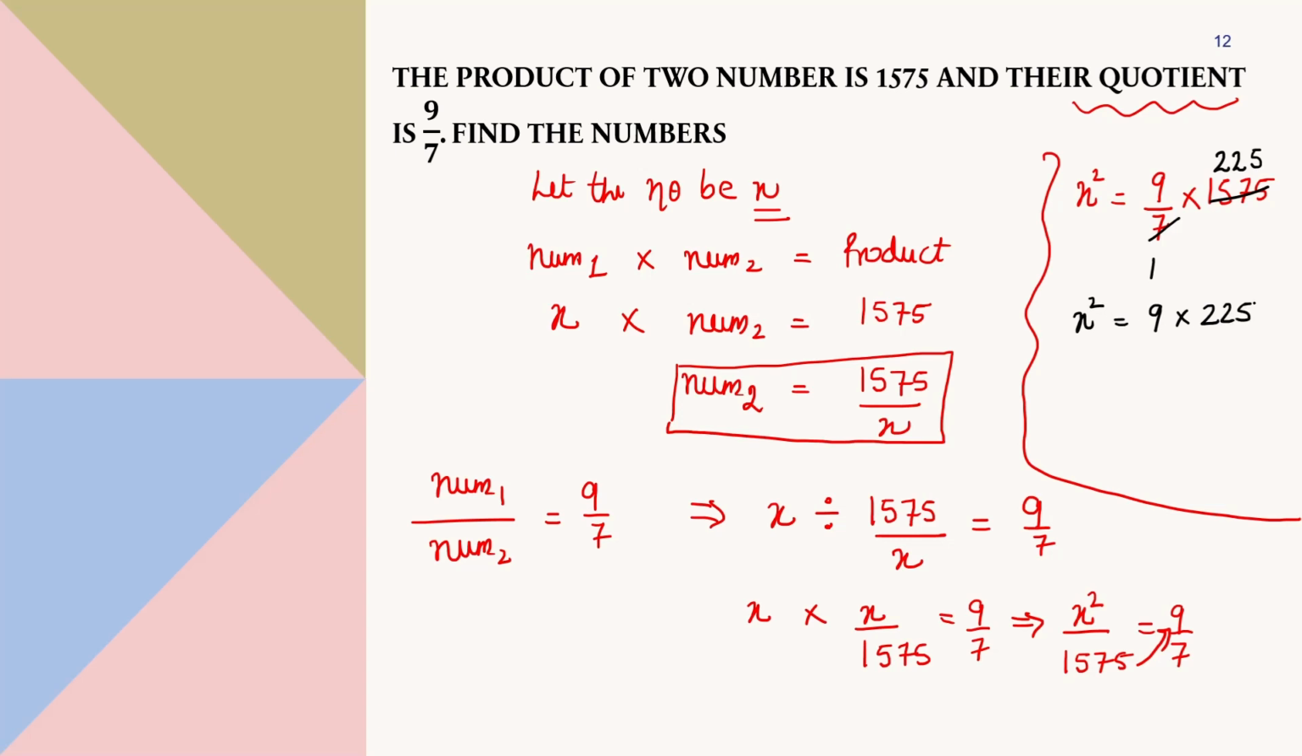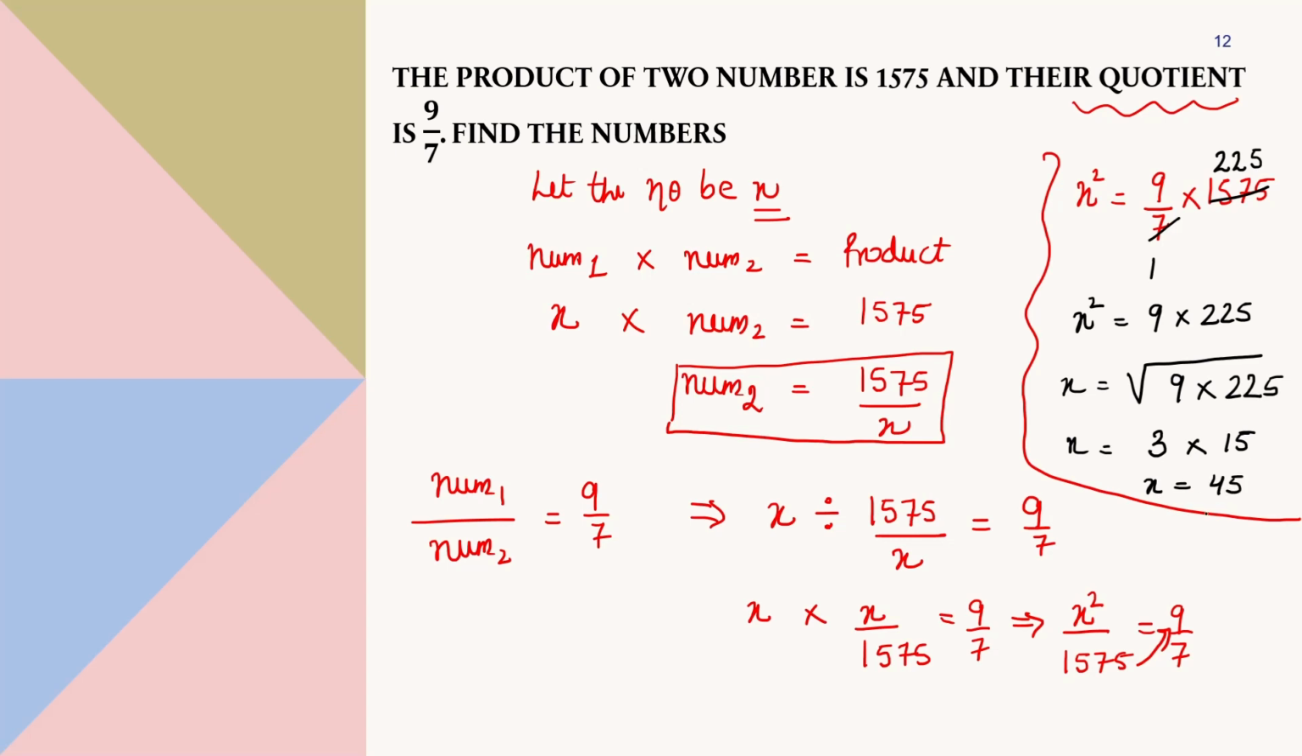Now this 2 will go to the other side, the square will go to the other side, it will become square root. Now if you check individually, these numbers are perfect squares. 9 is a perfect square of 3 and 225 is a perfect square of 15. So our final result is 15 into 3, which is 45.